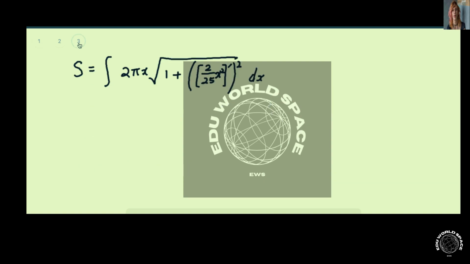So the integration bound here should be, we are going to integrate this from 0 to 5, all right? So let's evaluate this integral, 2 pi x square root of 1 plus, let's take a derivative of this first. So if I take a derivative of 2 over 25 x squared, I get 4 over 25 x. And we're going to square this. dx.